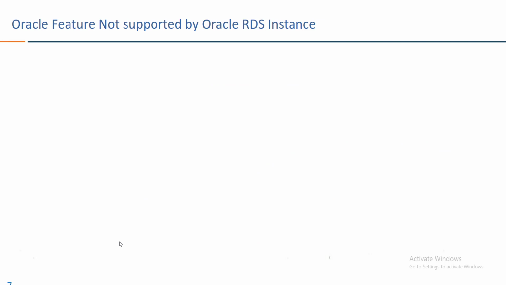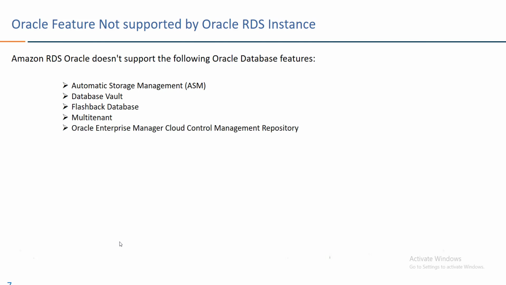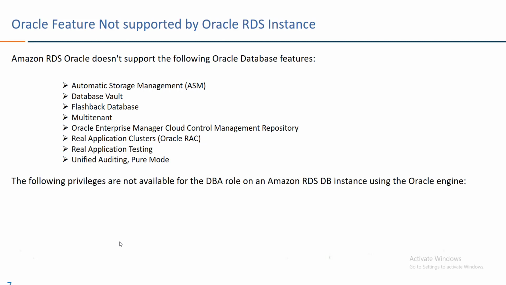Oracle features not supported by an Oracle RDS instance. Amazon RDS Oracle doesn't support the following Oracle database features: ASM is not supported here, Database Vault, Flashback Database, Multi-Tenant, and Oracle Enterprise Manager Cloud Control. So Enterprise Manager Cloud Control is not supported, just OEM. I think that OEM is supported, that 11G OEM. Real Application Cluster, RAC, is not supported. Real Application Testing and Unified Auditing in pure mode are not supported either.